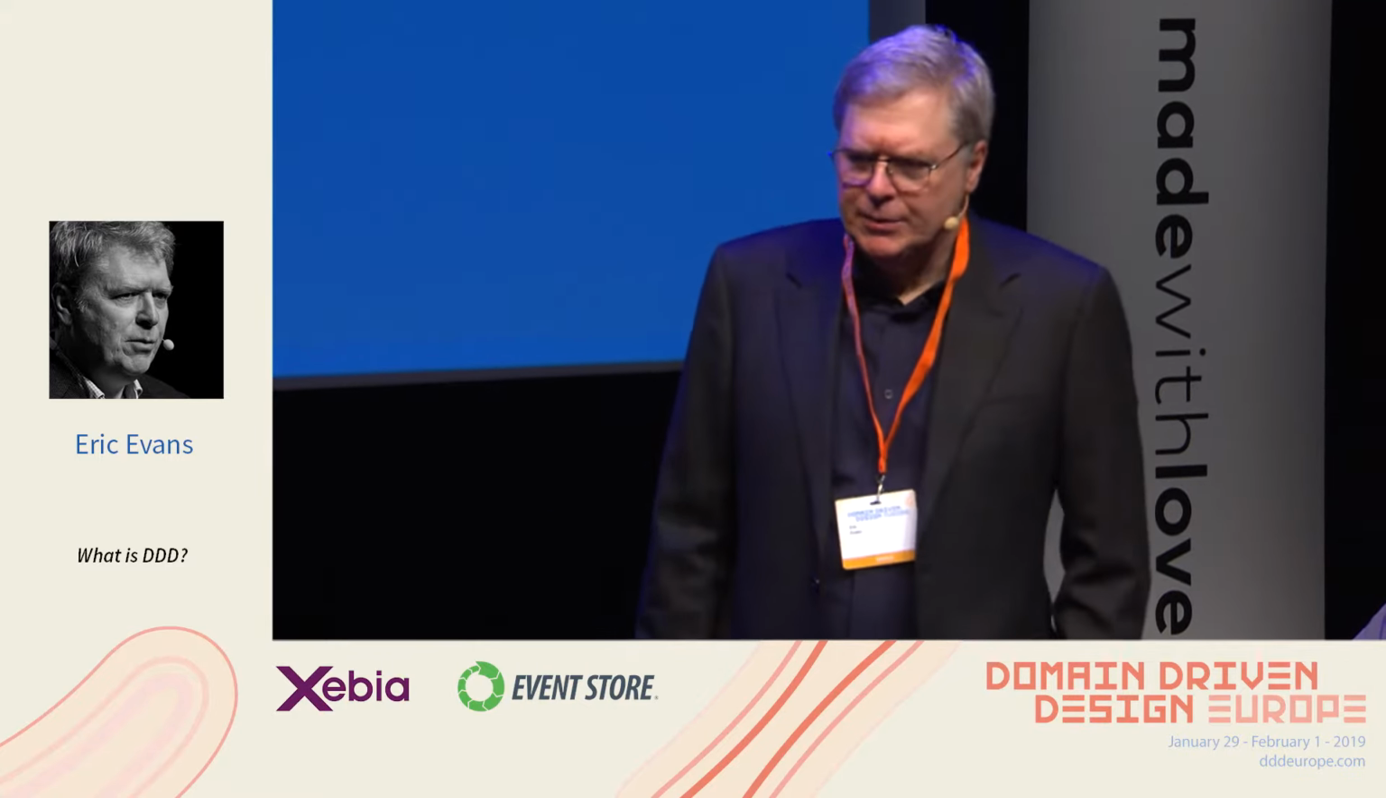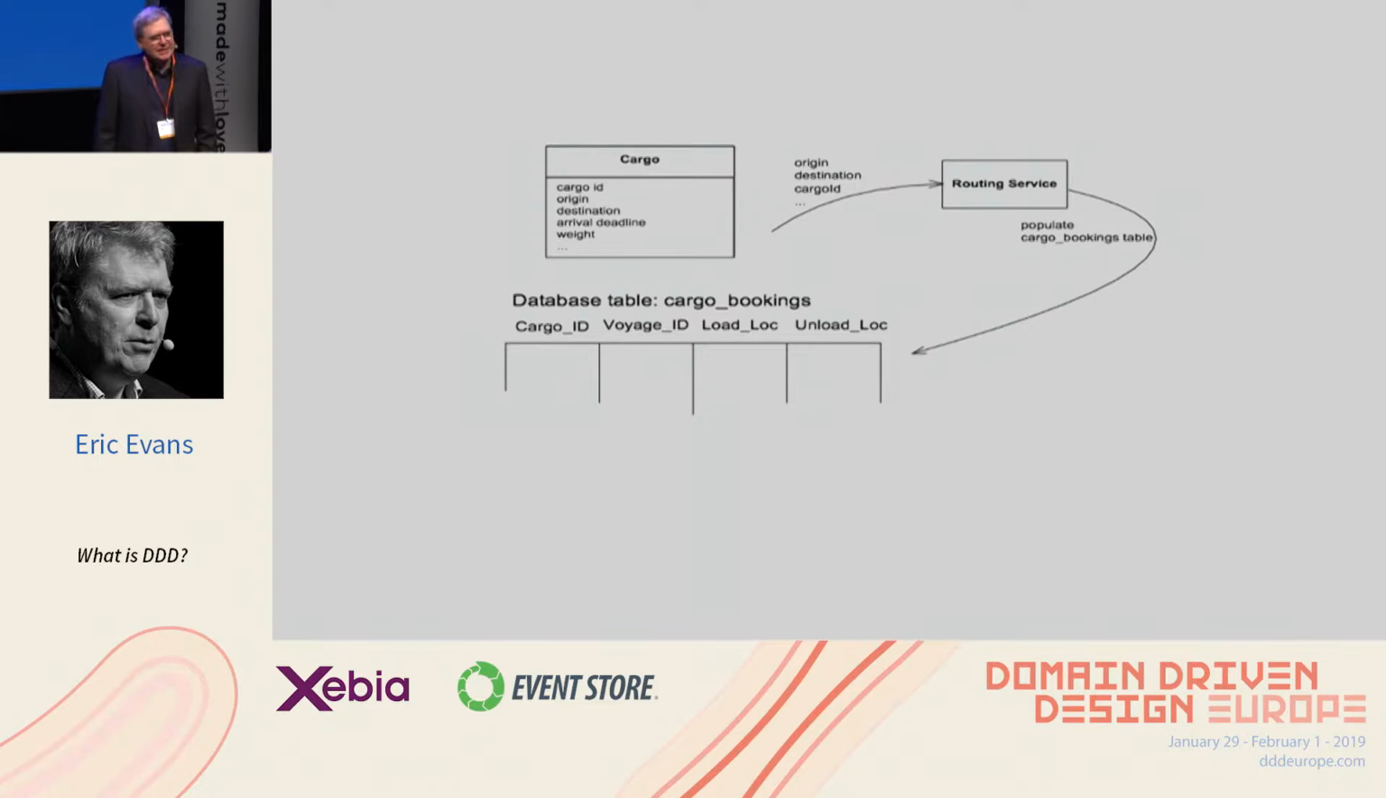So let's look briefly at the design of the existing software. This is a very high-level view. In this view, we can see that we have an object called a cargo, which is populated with all the information that the clerk would collect as they talk to the customer, especially the origin and destination of that cargo.